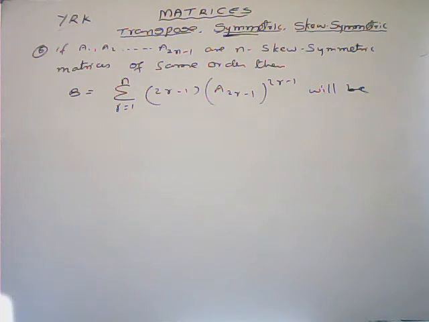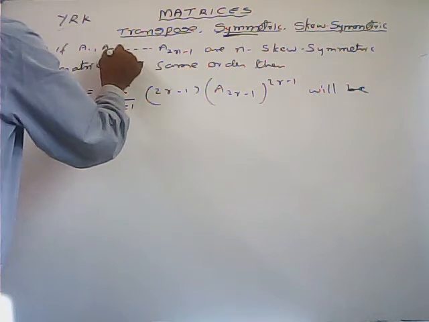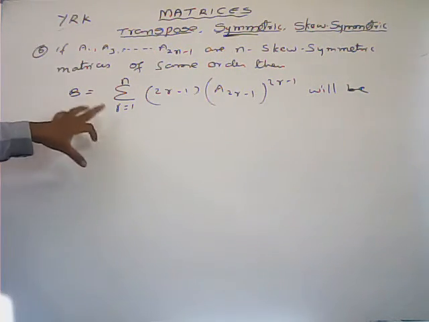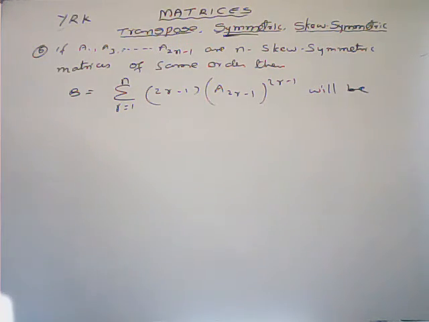Next, here A1, A3, A5, so on, A2n minus 1. Those are the n skew symmetric matrices of same order. Then B is equal to sigma r equals 1 to n, 2r minus 1 into A 2r minus 1 whole power 2r minus 1.